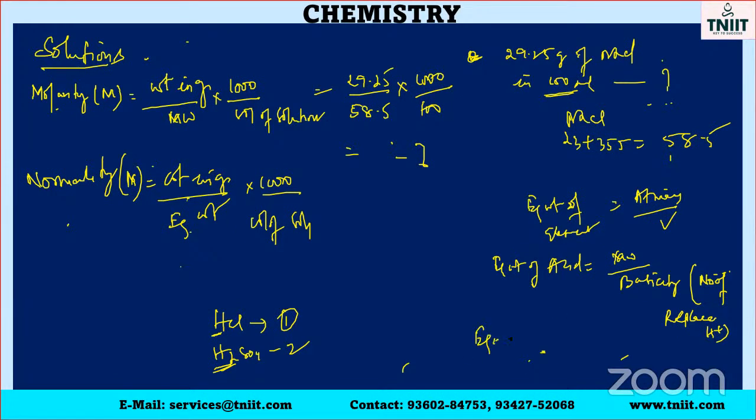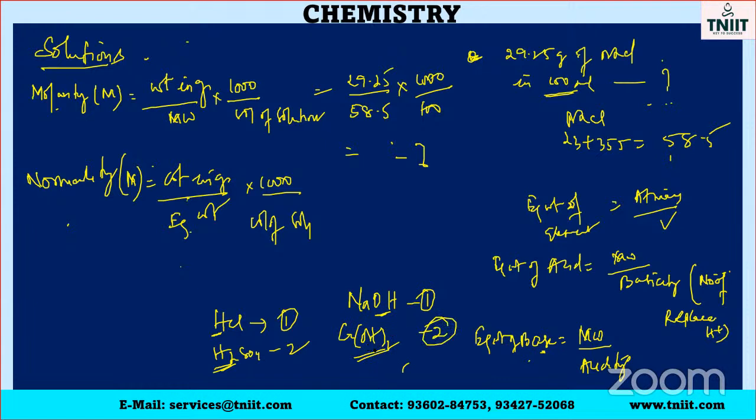Likewise, the equivalent mass of a base is molecular mass divided by acidity. What is this acidity? The number of replaceable OH minus. So what is the acidity of NaOH? The acidity of NaOH is 1. If you take calcium hydroxide, the acidity is 2 because we have 2 OH minus. So whenever we talk about a base, we talk about acidity, and whenever we talk about an acid, we talk about basicity.